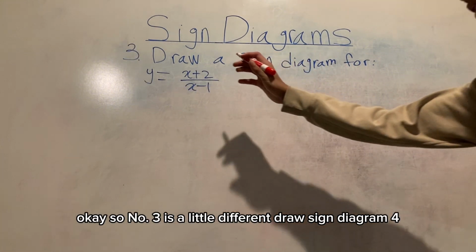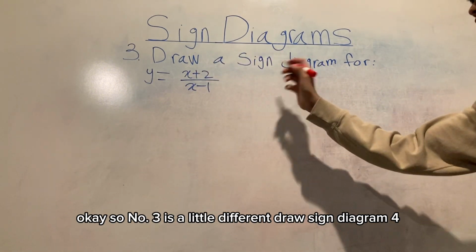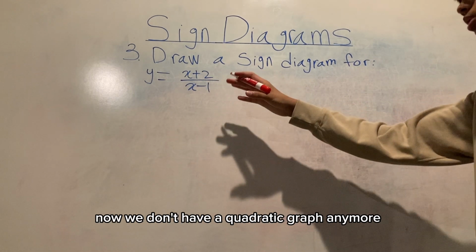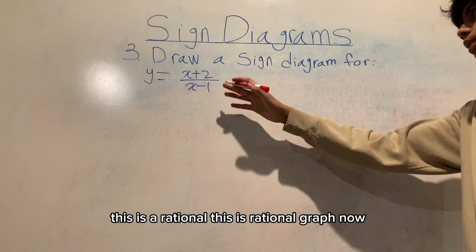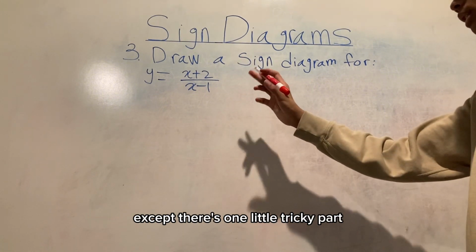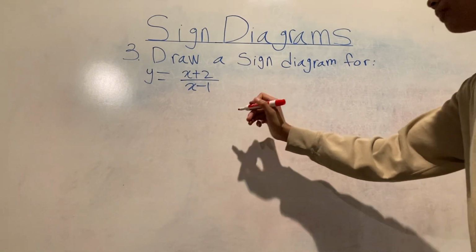Okay, so number 3 is a little different. Draw a sign diagram for y equals x plus 2 divided by x minus 1. Now we don't have a quadratic graph anymore. This is a rational graph now. But we still do the same thing, except there's one little tricky part.